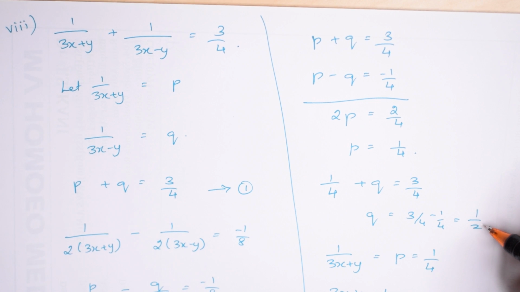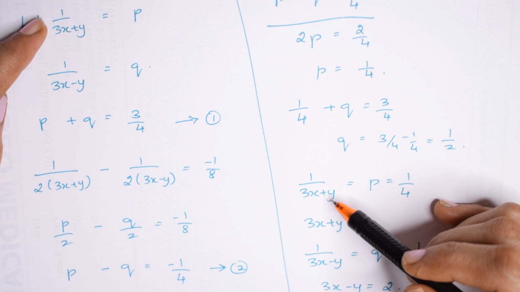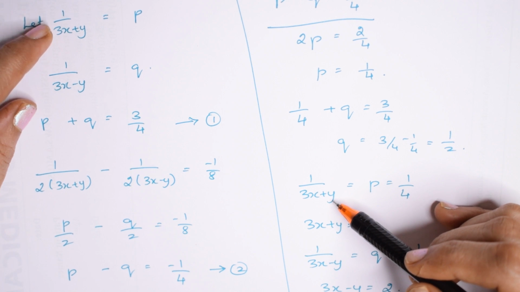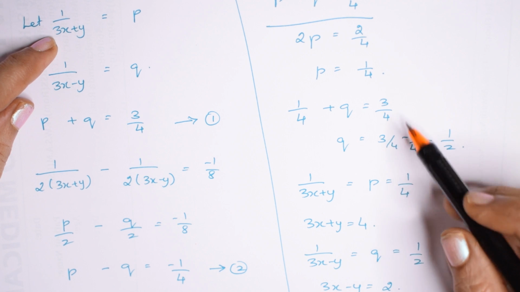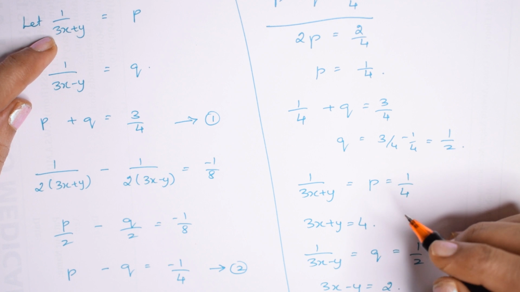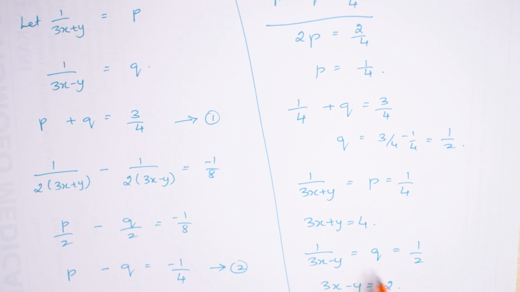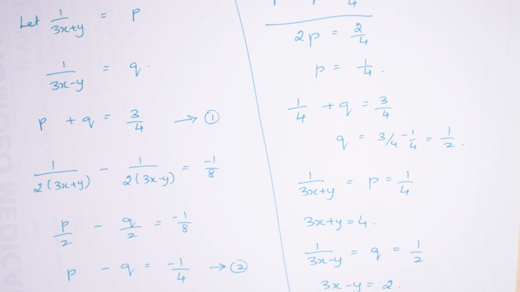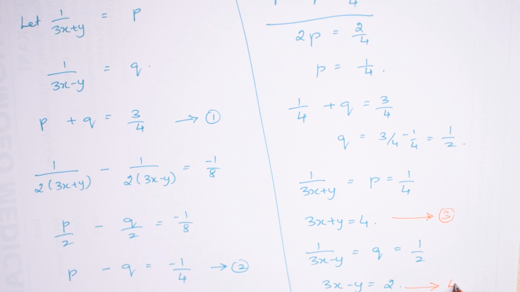Okay. So earlier we have considered p is equal to 1 by 3x plus y, so I am equating it with 1 by 4. So 3x plus y is equal to 4. This is one of the equations, and 1 by 3x minus y is equal to q is equal to 1 by 2. So 3x minus y is equal to 2. This is the third and this is the fourth equation.